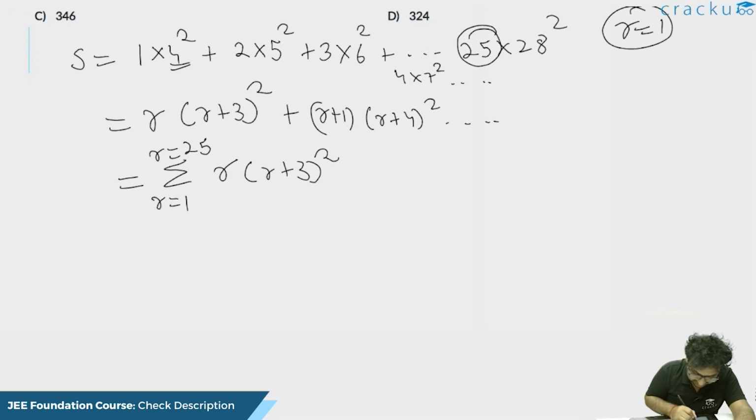So if you can see, put r equal to 1. So what we get? 1 into 1 plus 3, 4 square. Then put r equal to 2. So what we will get? 2 into 2 plus 3, 5 square. So 2 into 5 square.